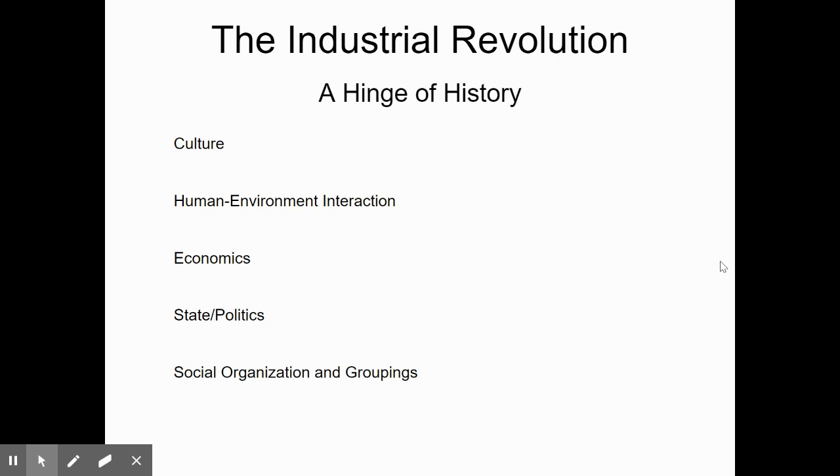In human environment interaction, we have the rapid development of technologies that affect the environment. We have the digging of canals. Now, there were canals dug by the Assyrians and the Egyptians, but these were exceptions to the rule. Chinese dug a grand canal. But we have an explosion of canal building in many parts of the world during this time.